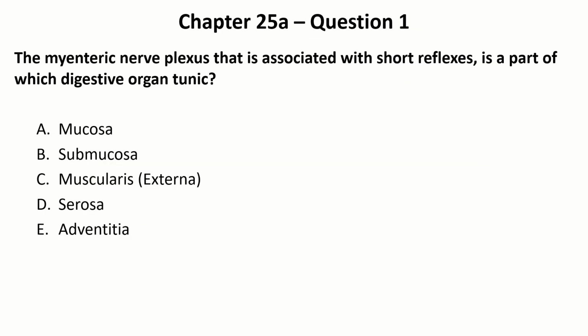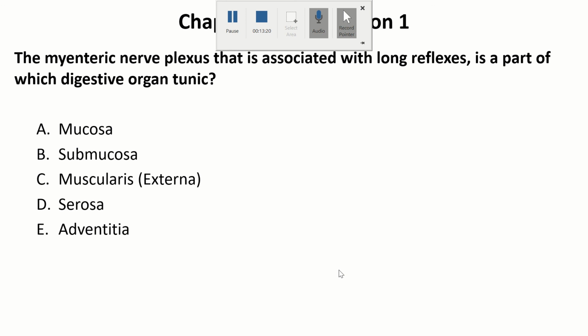And so in lecture, what we'll do is we'll go through some of these questions about the notes. So the first one is this: the myenteric nerve plexus that is associated with short reflexes is a part of which digestive organ tunic? And my apologies, I've corrected here. This should say with long reflexes. So the myenteric nerve plexus that is associated with long reflexes is a part of which digestive organ tunic? A, the mucosa, B, the submucosa, C, the muscularis, or muscularis externa is what I'm looking at there, D, the serosa, or E, the adventitia. So take a minute, see if you can answer it, and then move to the next question.